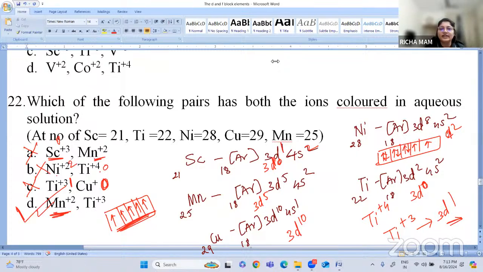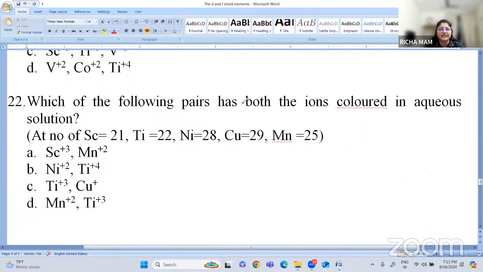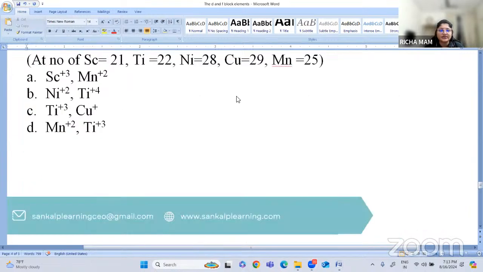So for the d-d transition, what is the necessary condition? At least an unpaired electron should be present. So for the ions to show colored property, they should have unpaired electrons. There should be no d0 system. If you have 0 electrons, that means they are colorless. I hope this is clear.